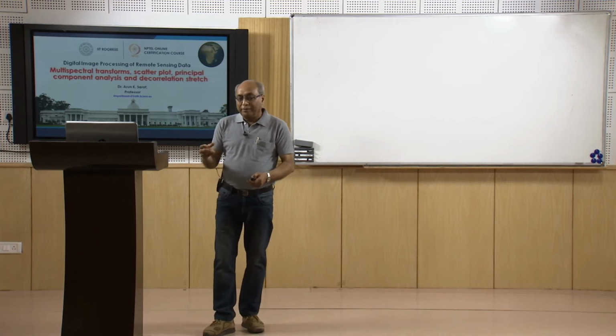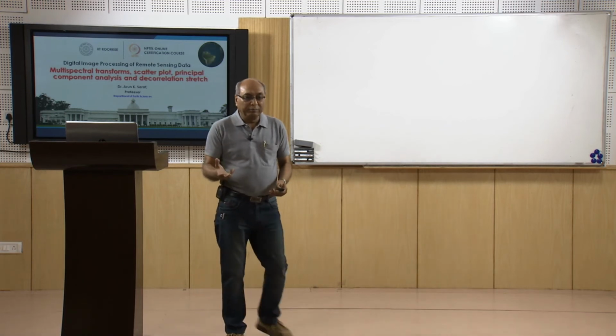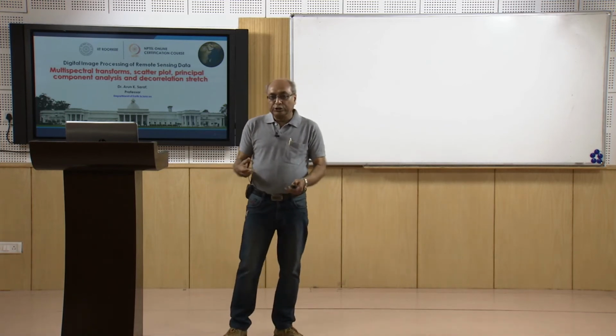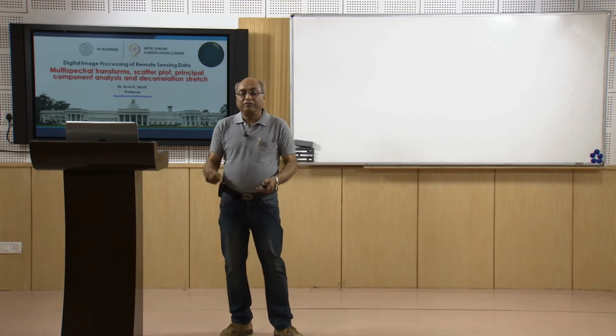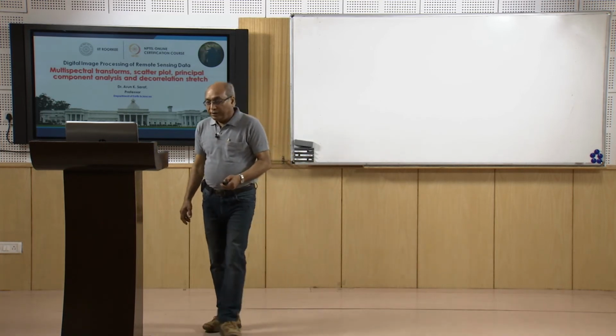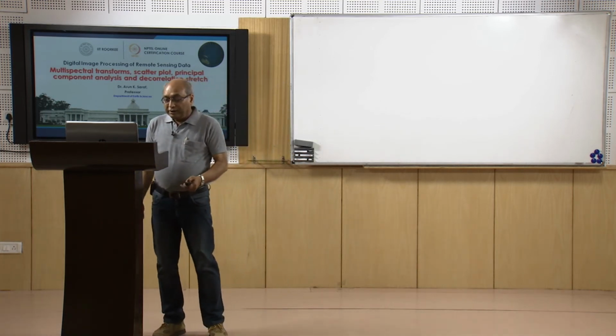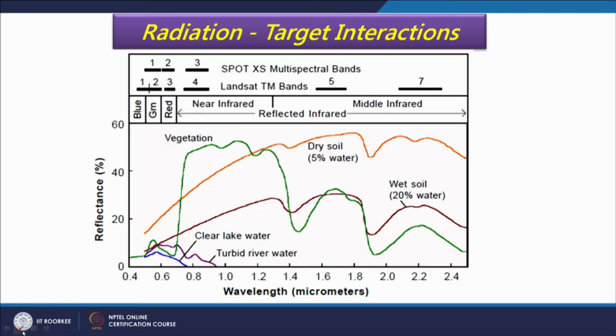So it's a multi-band ratio. Instead of involving just three bands in this ratio color composite, you would be involving six bands, with fewer effects of topography, and therefore the image interpretation may become very reliable. Ratios clearly portray the variations in the slopes of spectral reflectance curves between the two bands involved.